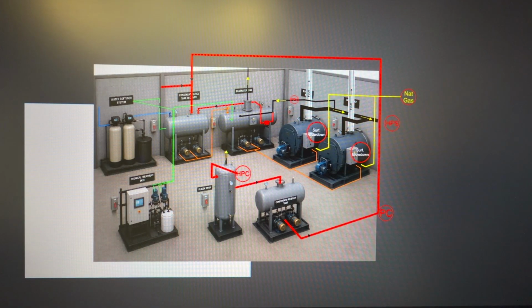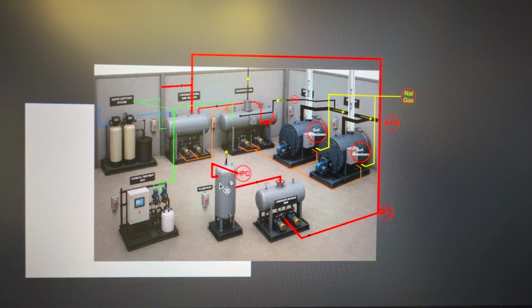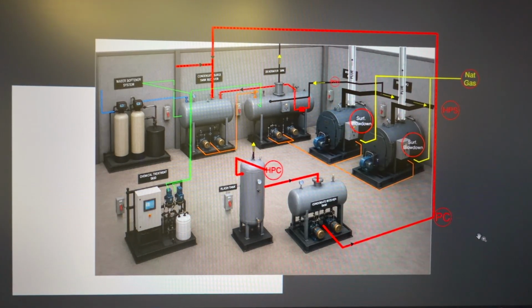The purpose is to recover usable energy from high-pressure condensate or boiler blowdown, separate steam from condensate, reduce pressure safely, improve overall boiler plant efficiency, and protect downstream piping and equipment from high-pressure discharge.